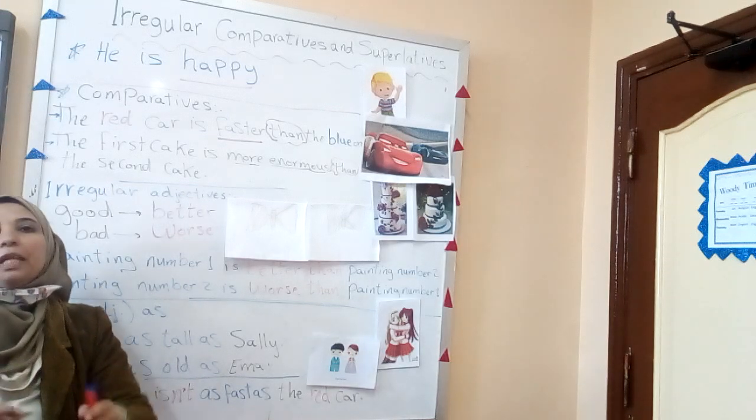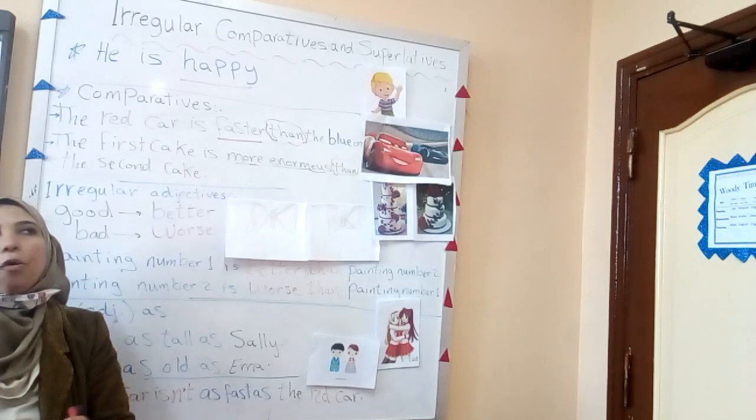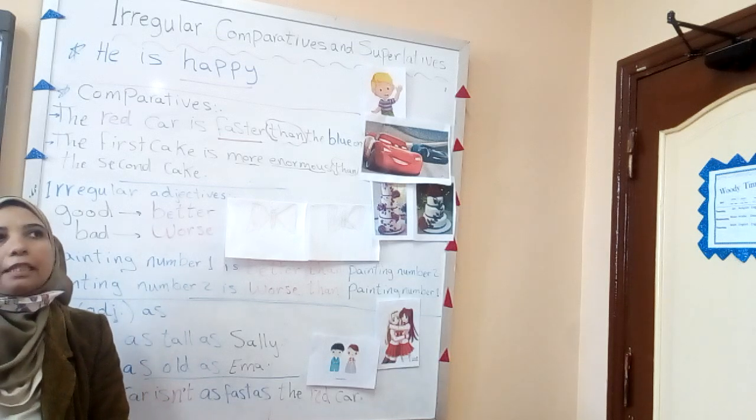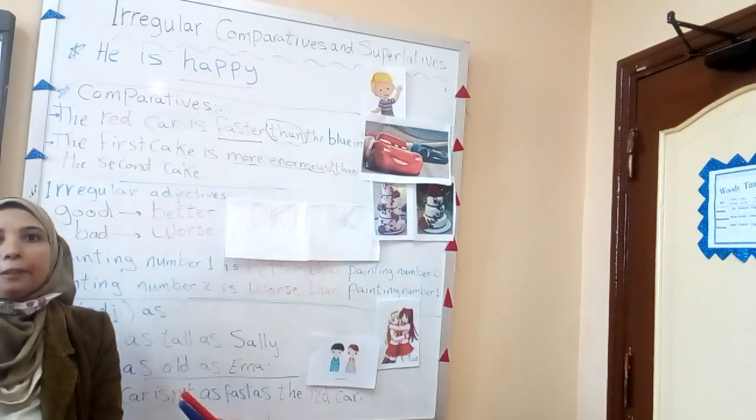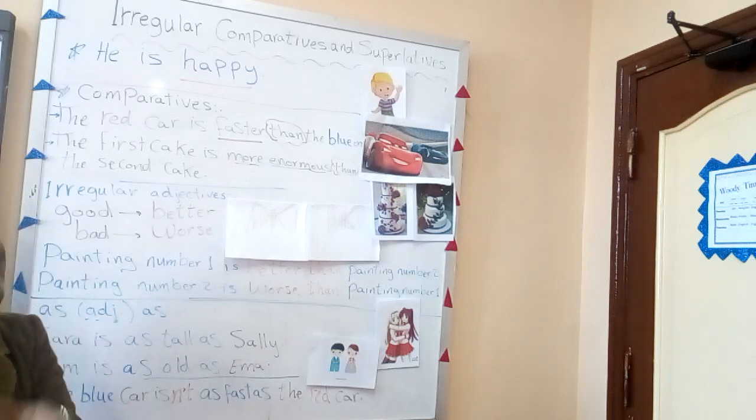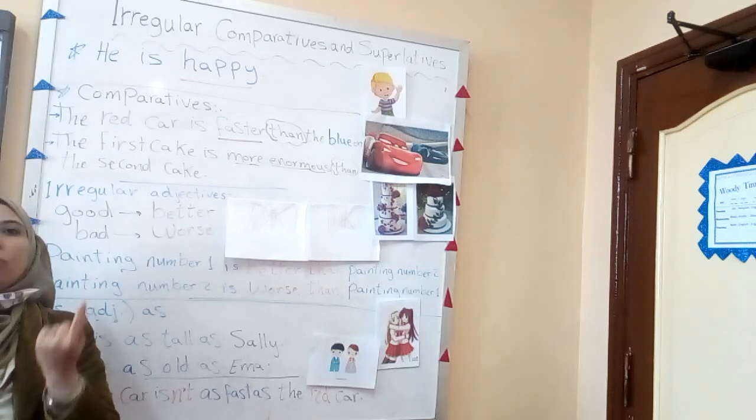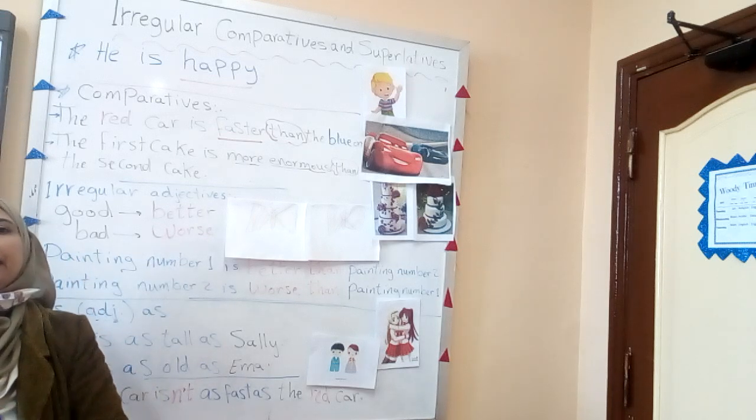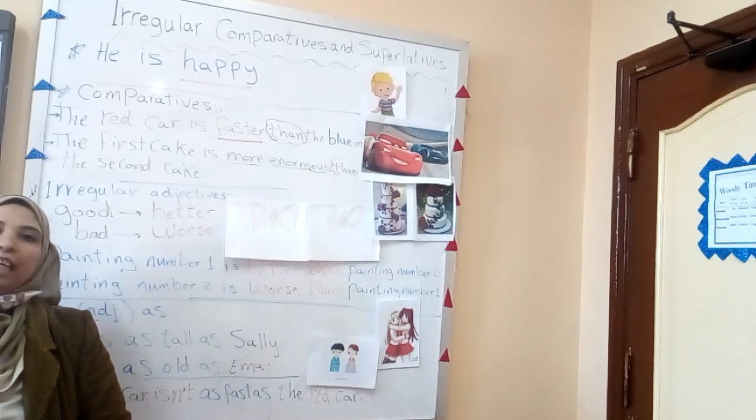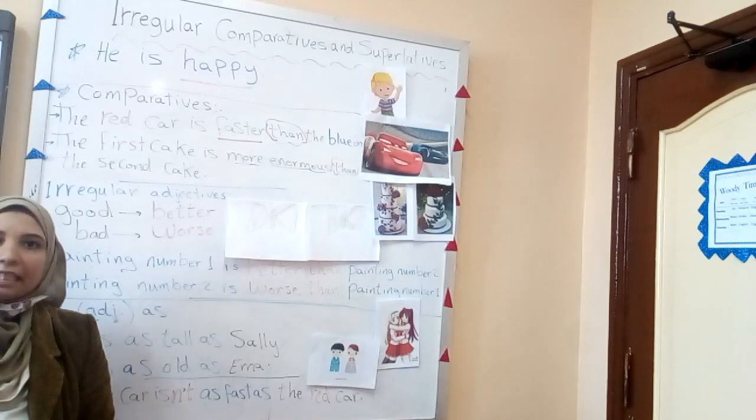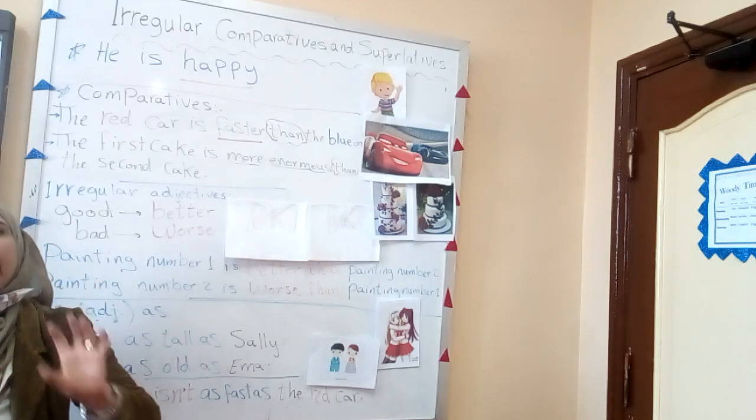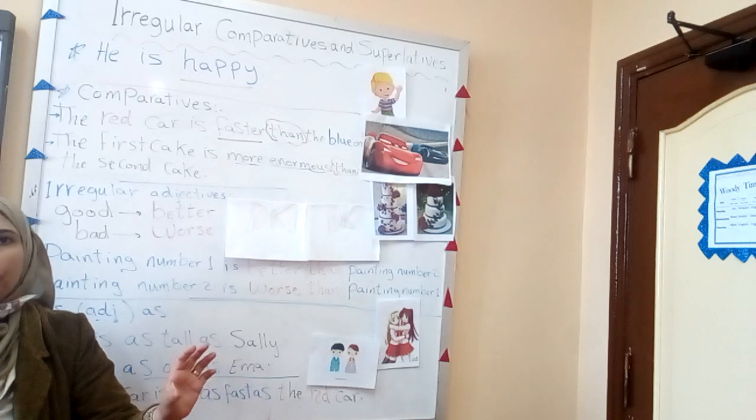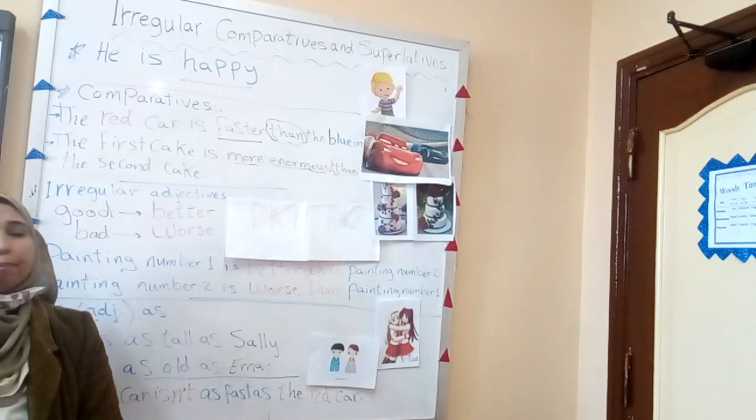Comparative means that we are comparing between 2 or more things, objects, people, animals. If the adjective has only one syllable, we just add ER at the end of the adjective. If the adjective has more than one syllable, we add the adverb more in front of the adjective.